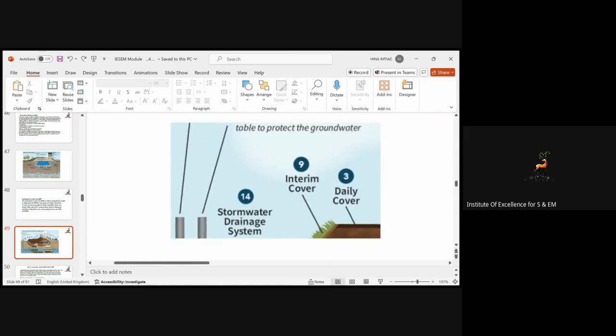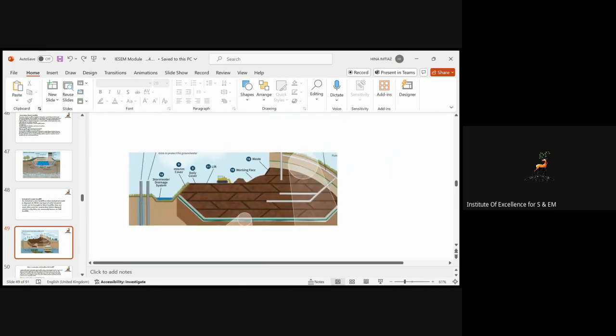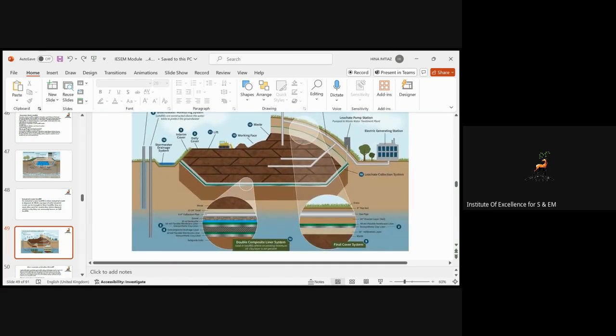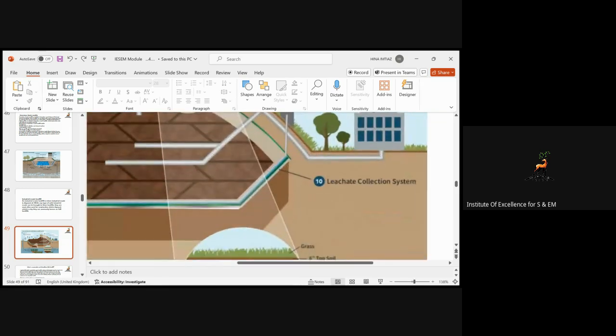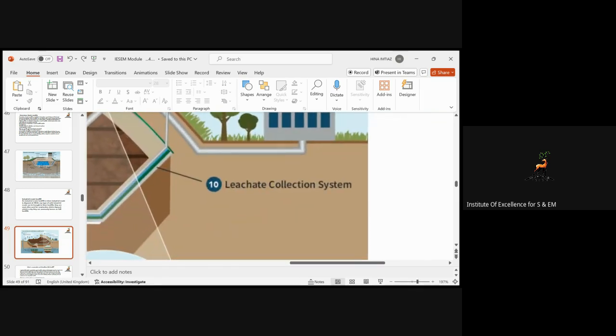So the third one is the leachate collection system. In a leachate collection system, a series of pipes and pumps are used to routinely remove the leachate sitting on top of the primary liner in a landfill, and a drainage layer is part of the leachate collection system. So leachate is basically a liquid that is released through the waste decomposition process, and is basically rainwater that has come in contact with the waste in a landfill.